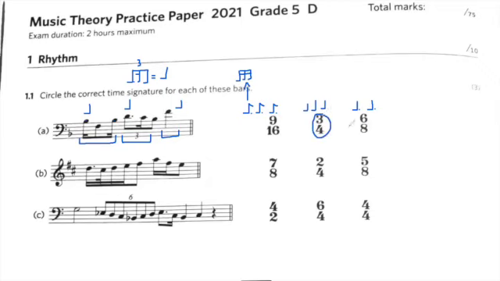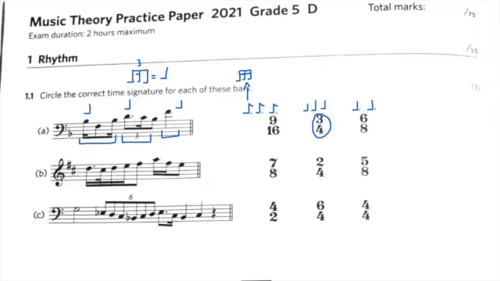Now, if we see 3/4 and 6/8 together as options, we need to be very careful because they are very similar. Technically, they do contain the exact same rhythmical values, but it depends on their grouping. If it was 6/8, we would generally expect to see 2 different groups paired in dotted crotchets.